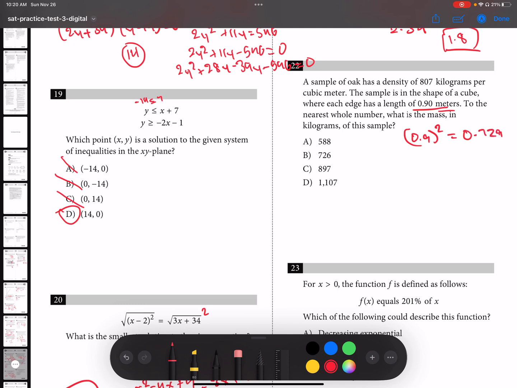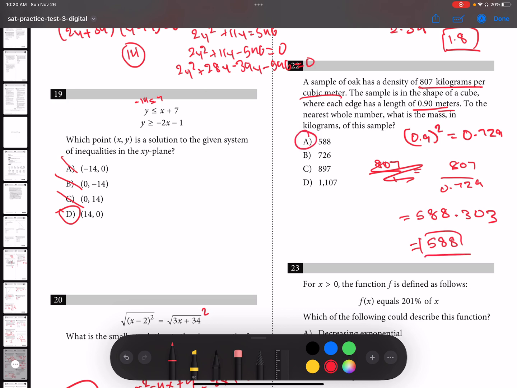Now with this information, we have a density of 807 kilograms per 1 cubic meter. So we write it as a proportion, 807 by 1 cubic meter. Because we have this, we need to do 807 by 0.729. Eventually we'd be left with 588.303, which is 588 if you round it. We need the approximate value, so our answer would be A.